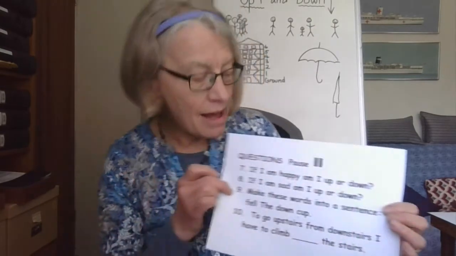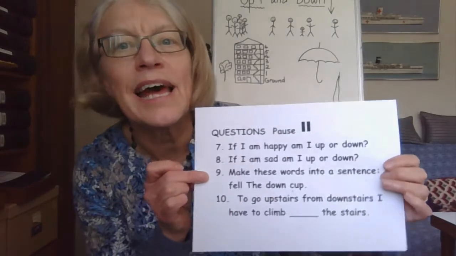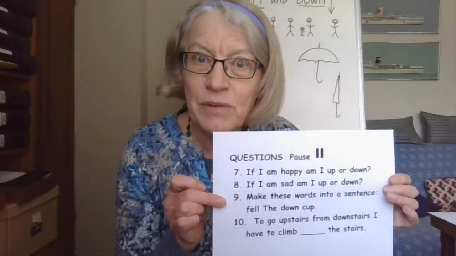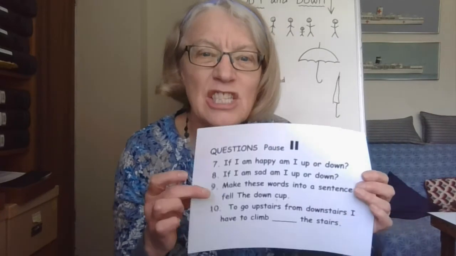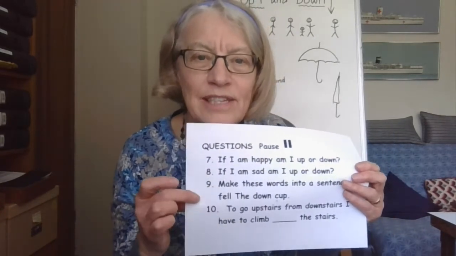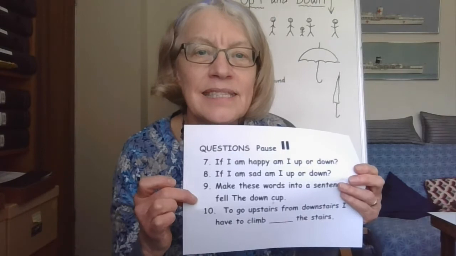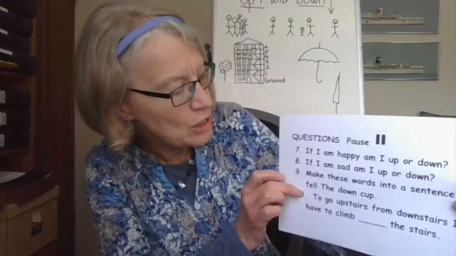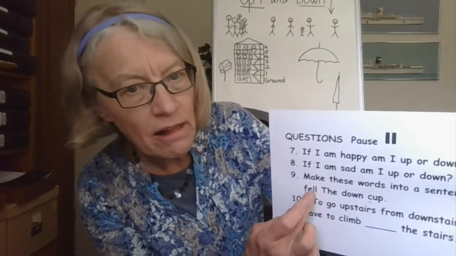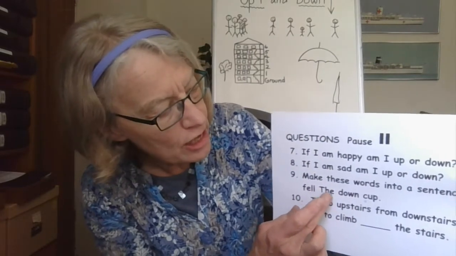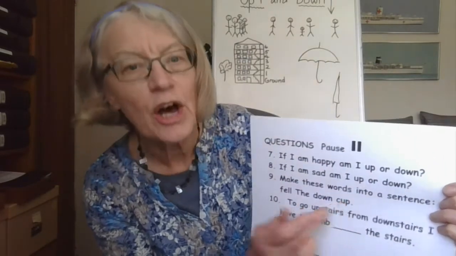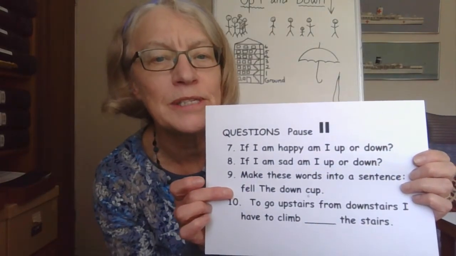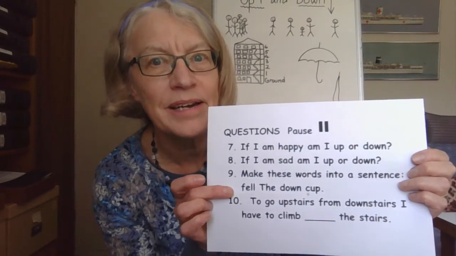And number 9, you've got some words here and you must make them into a sentence. Start the sentence with a capital letter, and actually there's a clue there as to which one is the first word in the sentence, and finish it with a full stop. So here are the words. Fell the down cup. What's the sentence you can make with those words? Number 9.